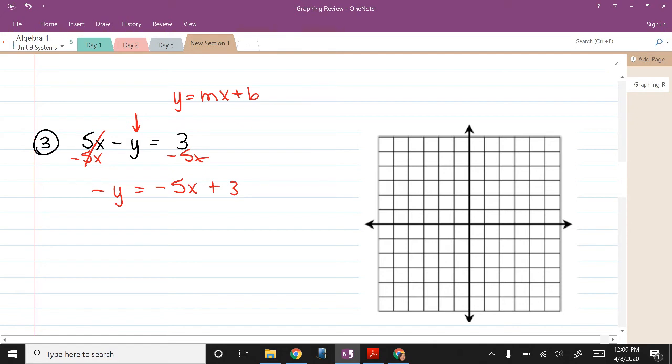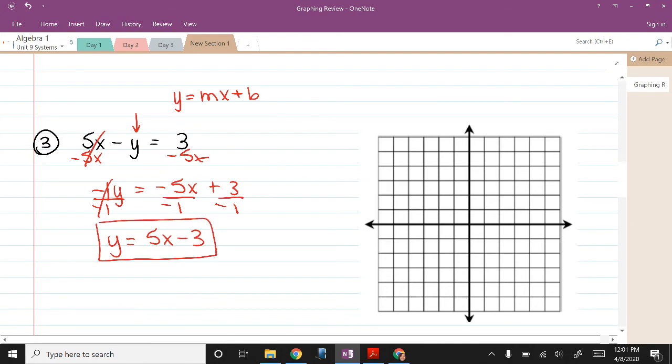All right, so now my y is not by itself just yet because it has a negative with it. Actually, it has a -1 with it. So to get rid of that -1, we're going to divide all of our terms by -1. So that's going to leave me with y equals positive 5x, because a negative divided by a negative is a positive. And then I have a positive 3 divided by -1. So positive 3 divided by -1 is -3. So now my equation in slope-intercept form is y equals 5x minus 3.